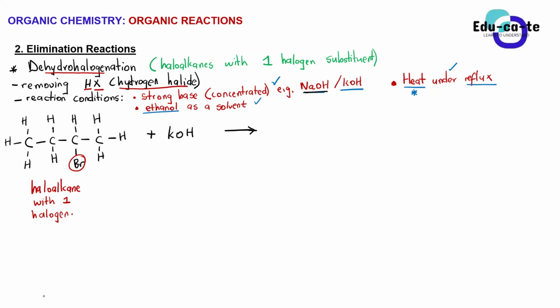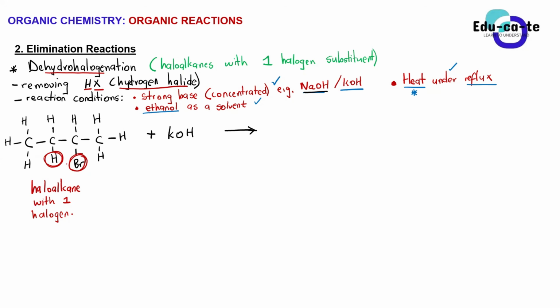So basically, we are going to remove a bromine here. That is the halogen that we are removing. And we are going to remove a hydrogen here on this carbon. We are still going to explain why we are actually removing a hydrogen on this carbon. So we remove a hydrogen and a Br.